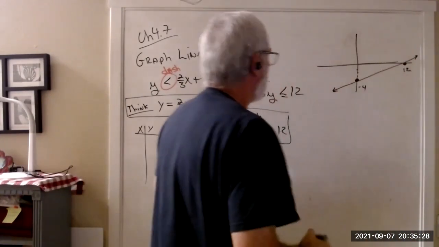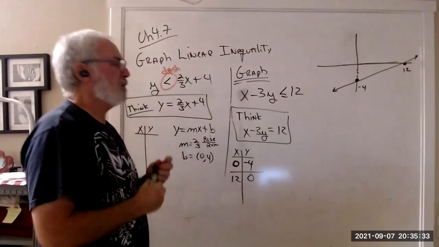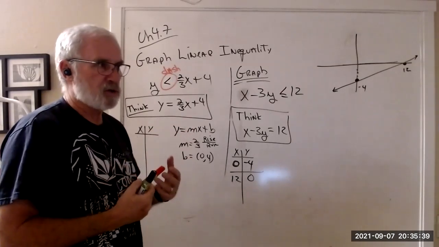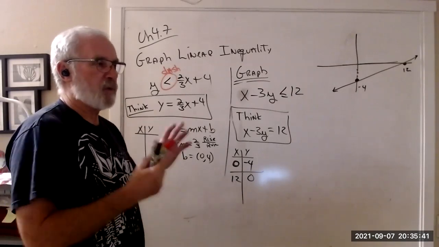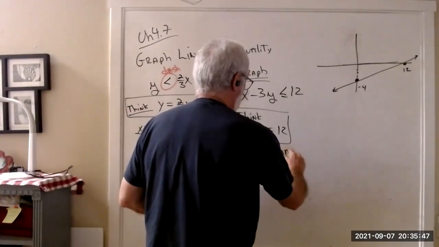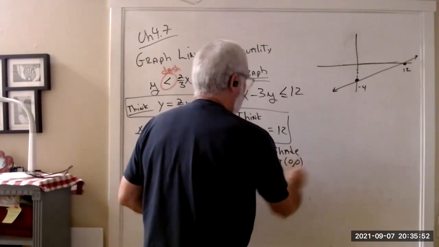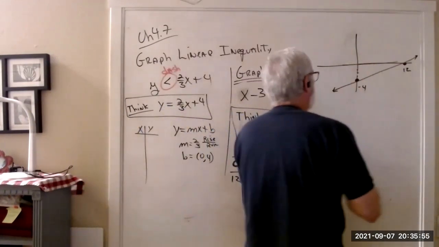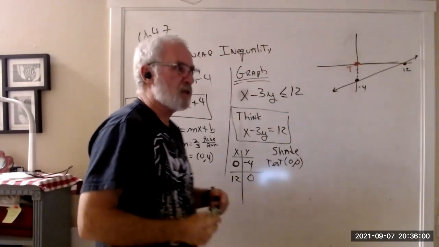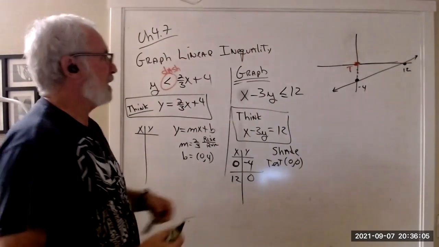Now I have to figure out where to shade. I picked this problem to show you the test point. I did this on purpose. I know some of you graph this a different way, but I want to show you the test point. I am going to test my lazy point 0, 0. All I said about the test point was pick a point that's not on the boundary line itself, and plug it into the original.